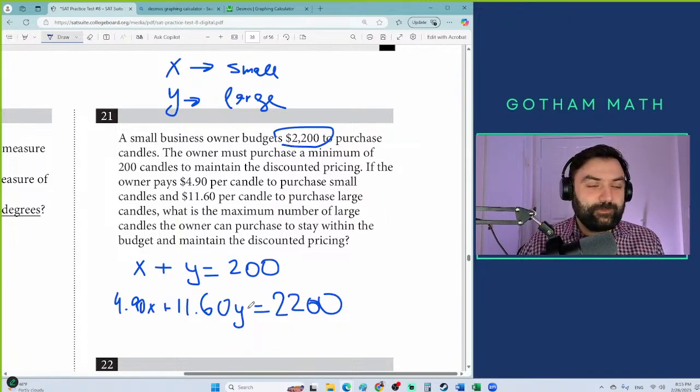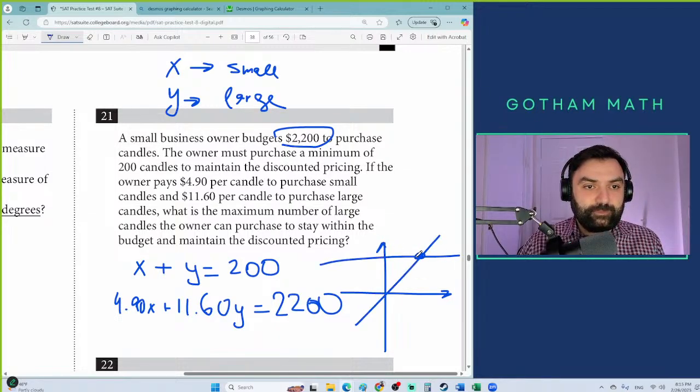Okay, and listen to this idea. Once you set up a system, what's the point of solving it if we know that the systems can be solved in Desmos? Because what is a system? A system is where two lines intersect. So technically, if we find the intersection point, I guess we'll find the answer. The only thing that we have to find is the maximum number of large.